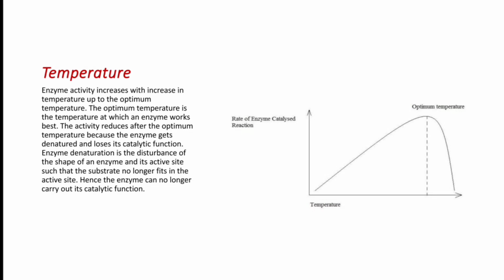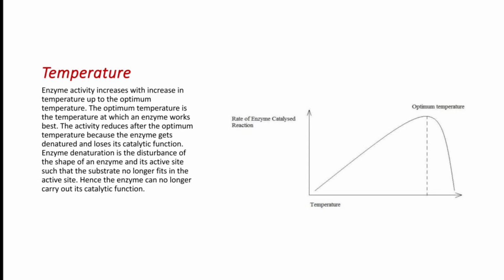Let's find out. Enzyme denaturation is simply the disturbance of the shape of an enzyme and its active site, such that the substrate no longer fits in the active site. Hence, the enzyme can no longer carry out its catalytic function. So enzyme denaturation will occur once the temperature goes beyond the optimum temperature. The temperature will be too high, which is going to cause a change in structure.